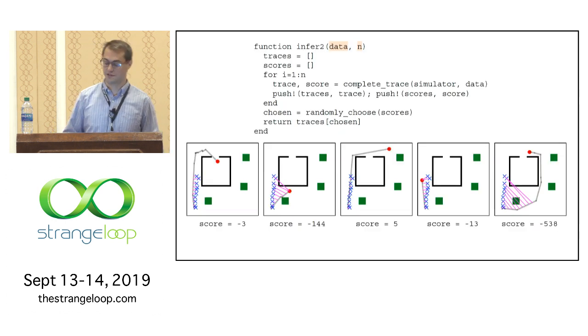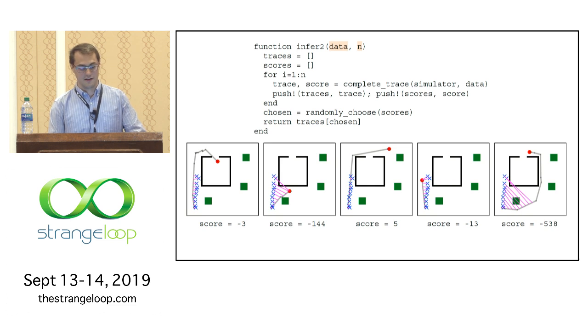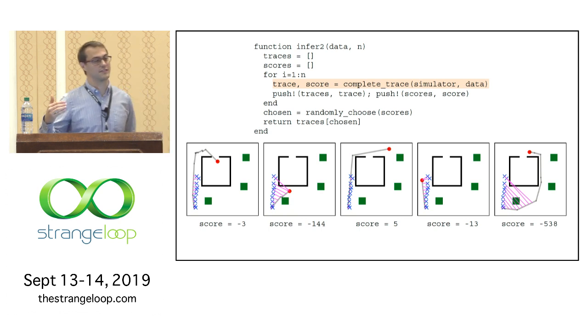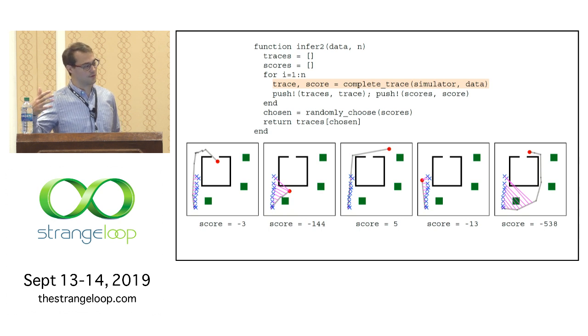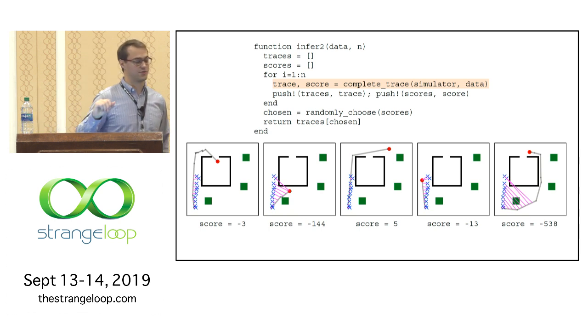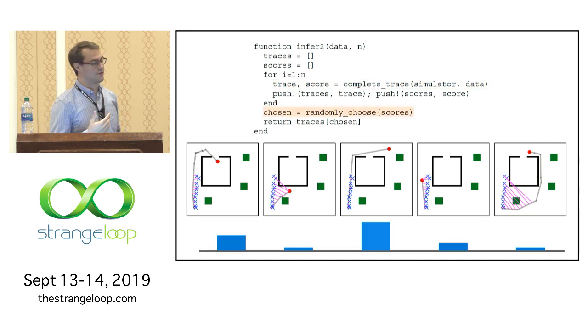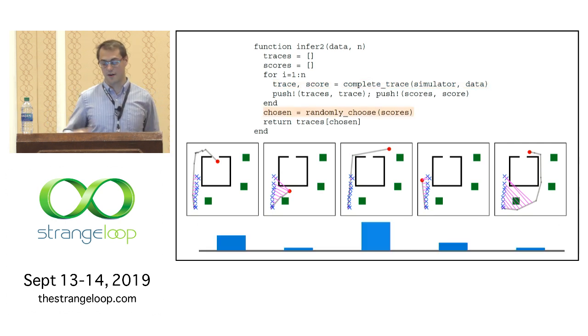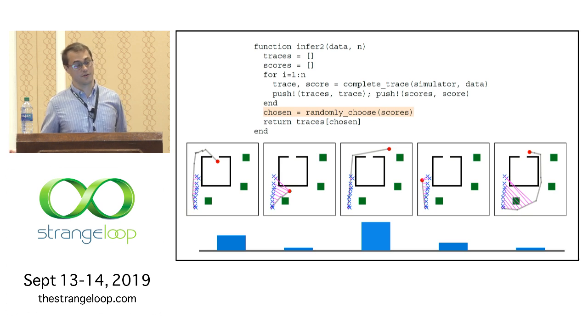Okay, so now here's a new inference procedure we can write using complete trace. It takes in the data and some computation budget n. And it basically is going to complete n traces, or n virtual worlds, all starting with the data as the partial trace. And it stores the traces and the scores. Then it randomly chooses one of these completed worlds to return based on these scores. So a world with a higher score is going to be returned with higher probability than a world with a lower score. So we're going to be most likely to return the one in the middle. We might also return the one on the left with some probability.